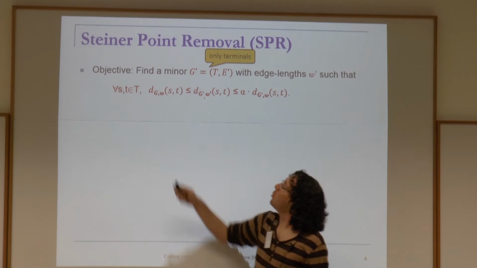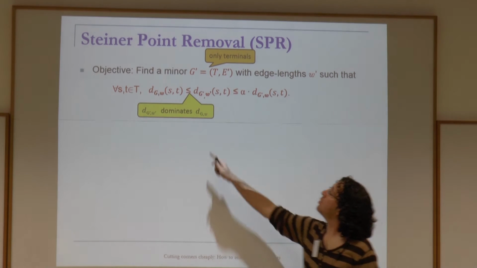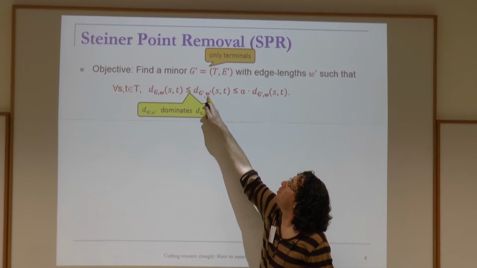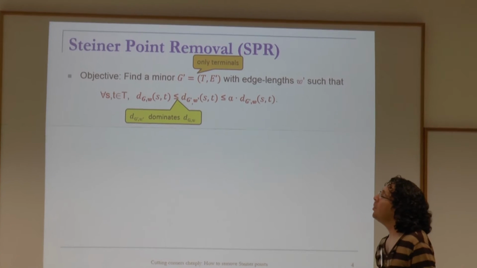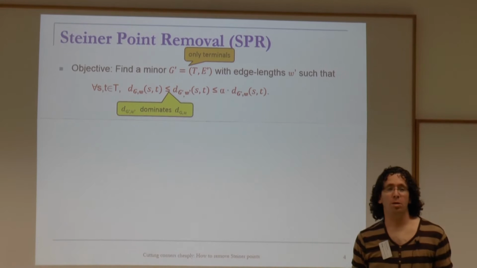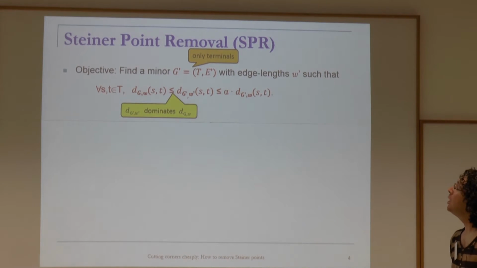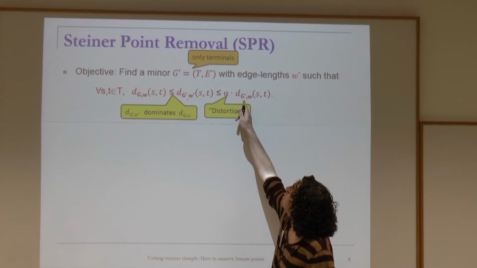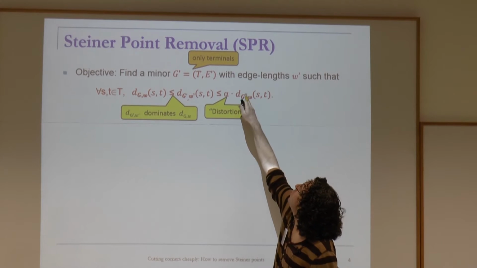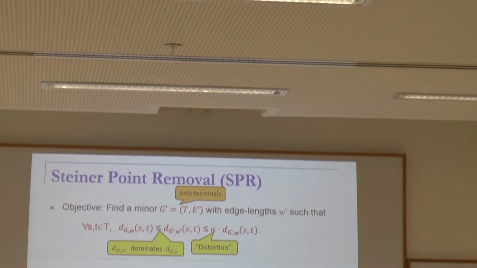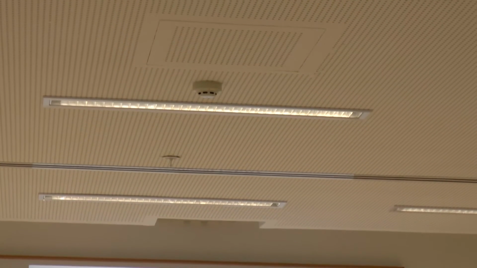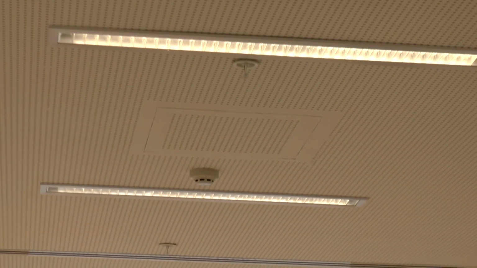The first inequality says that the new metric, notice that this is the metric in G prime with respect to W prime, dominates the old metric. The second inequality says how large the new metric is. There shouldn't be a prime here. It should be G, with respect to the previous metric. And alpha is called the distortion. Okay, so far? Okay, so let's do an example.